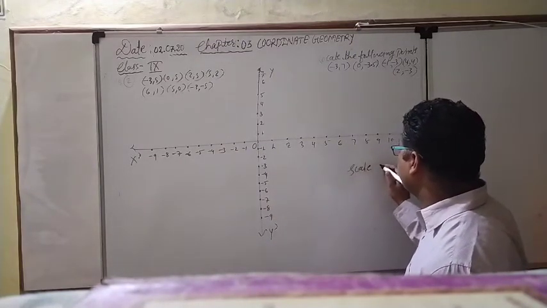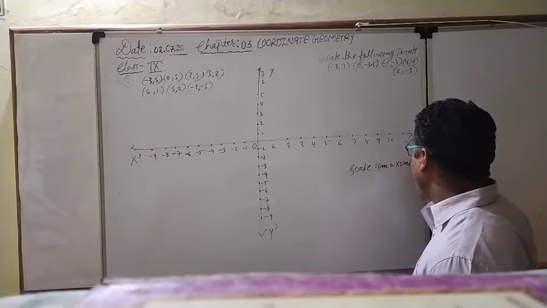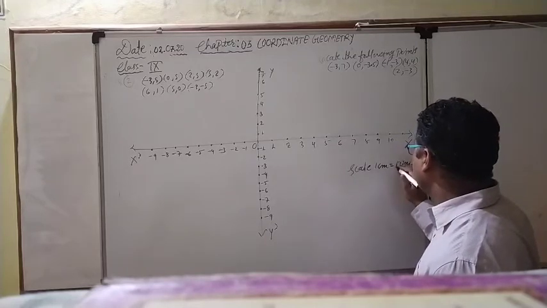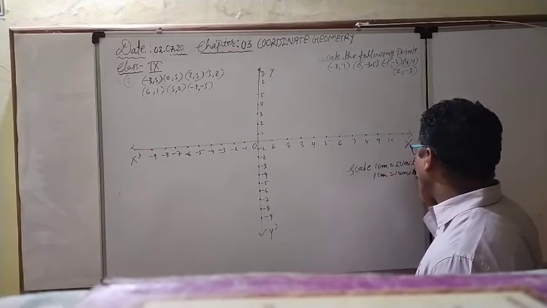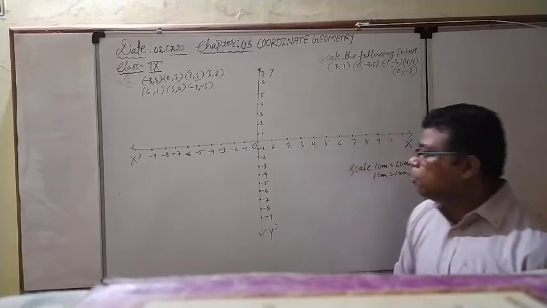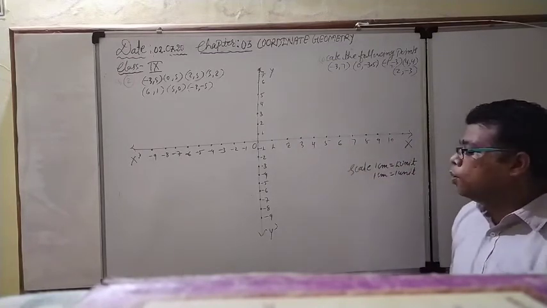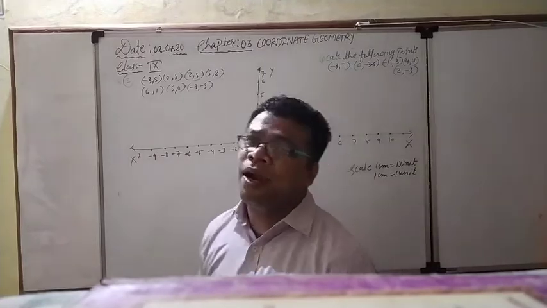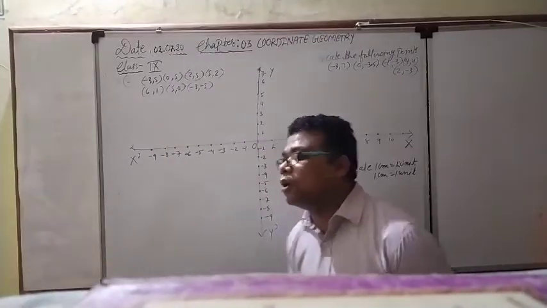You have to choose the scale: 1 centimeter is equal to 1 unit, for both the x and y axis. After that, things are the same. Again, I will do the same thing. I am going to rub this particular thing.